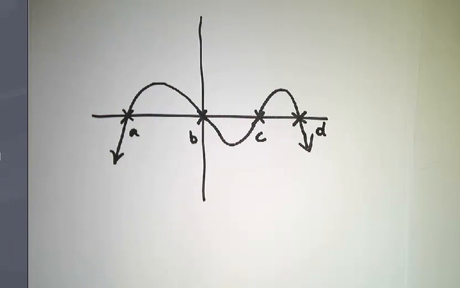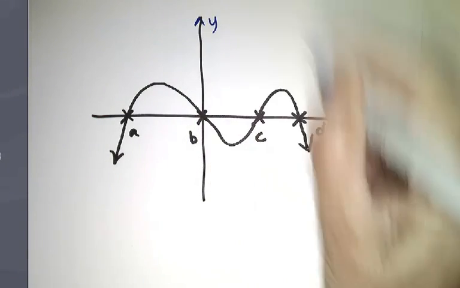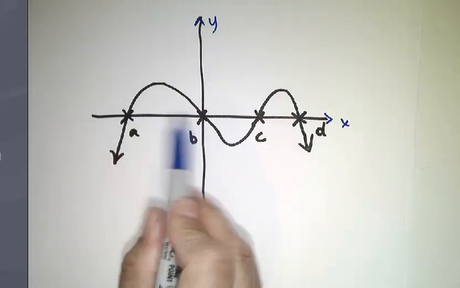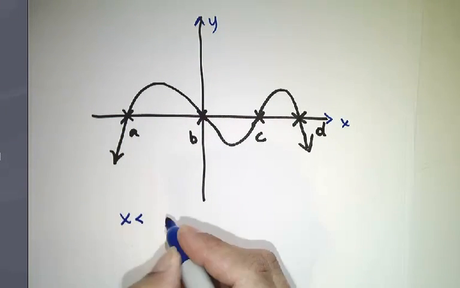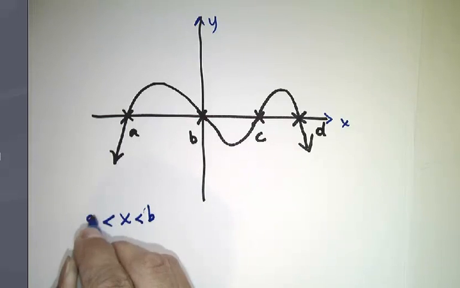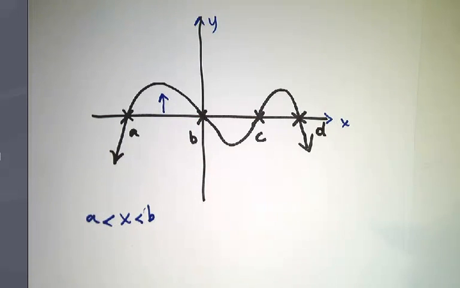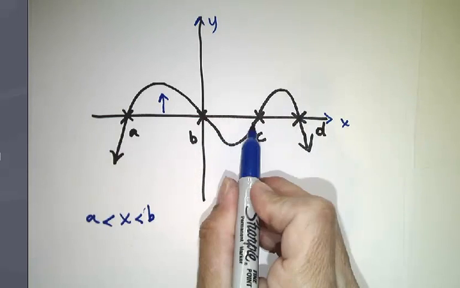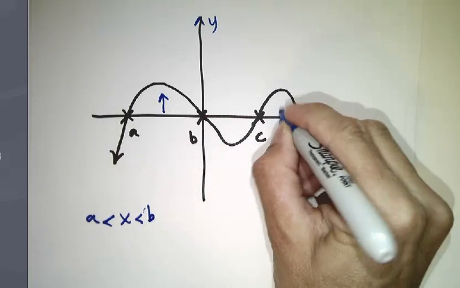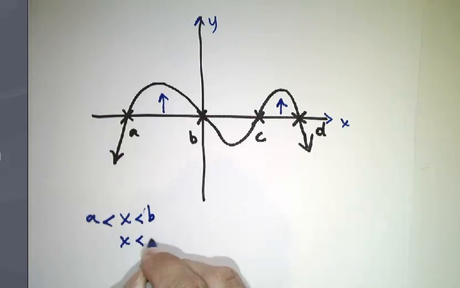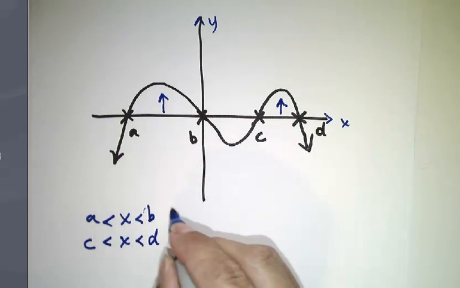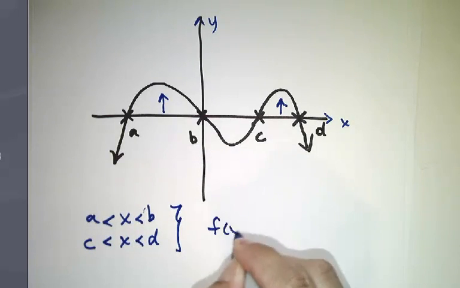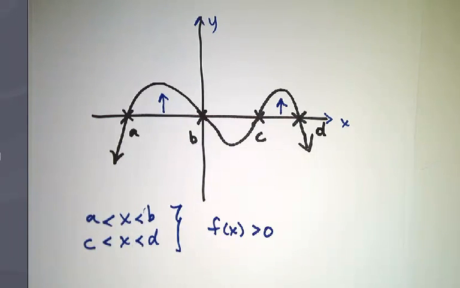Alright, so I want to know where my function is positive. So in this case, I'm looking for the x values that send my function above the x-axis. Okay? So I see that between A and B, let's write that down, x is less than B, bigger than A, my function sits above. Between B and C it sits below, but between C and D it sits above again. So x less than D, bigger than C. For those x values, f of x is positive.